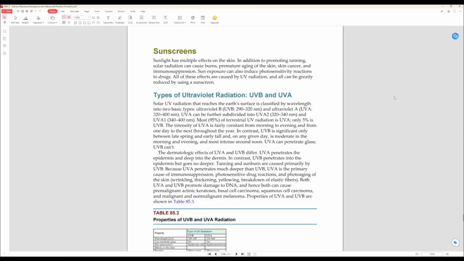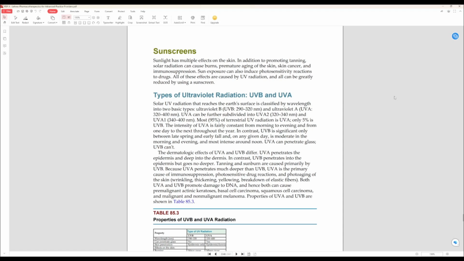Sunscreens. Sunlight has multiple effects on the skin. In addition to promoting tanning, solar radiation can cause burns, premature aging of the skin, cancer, and immunosuppression. Sun exposure can also induce photosensitivity reactions to drugs. All of these effects are caused by UV radiation and can be greatly reduced by wearing sunscreen.